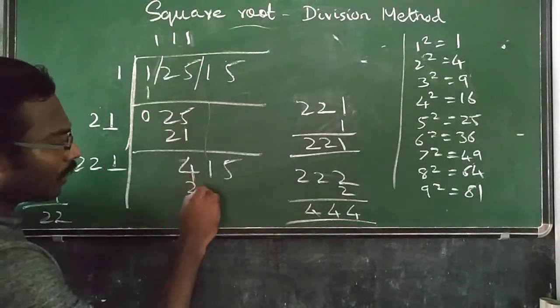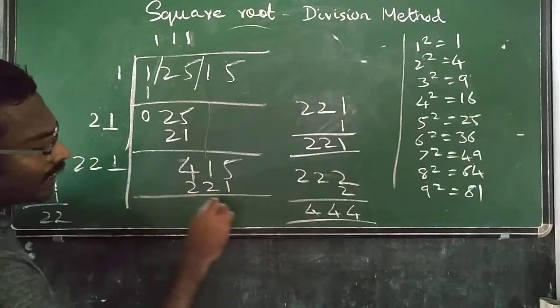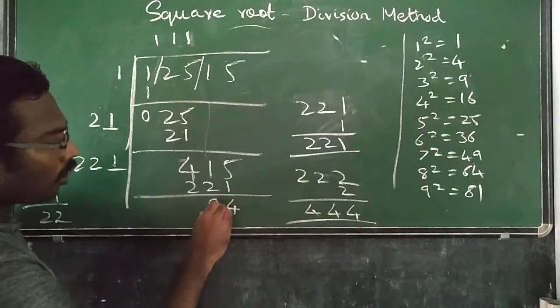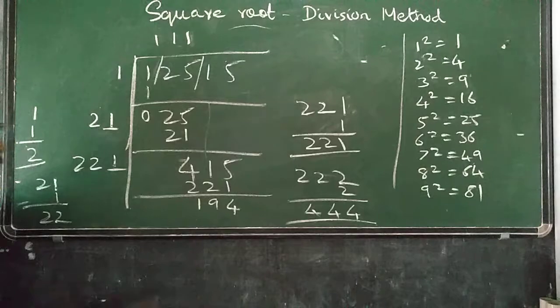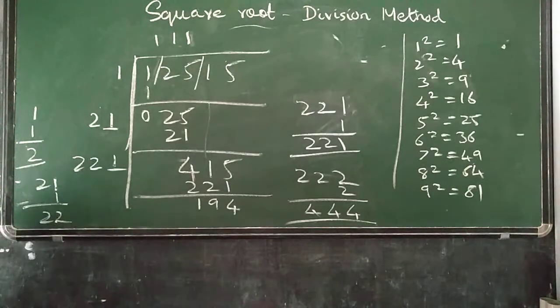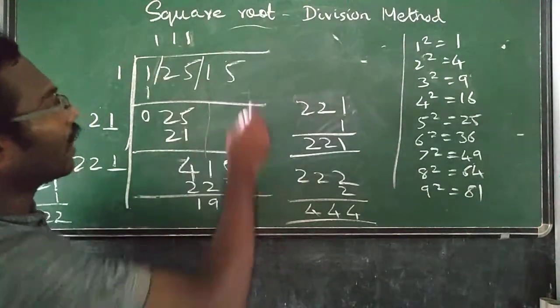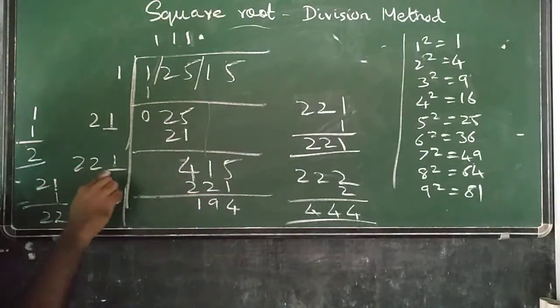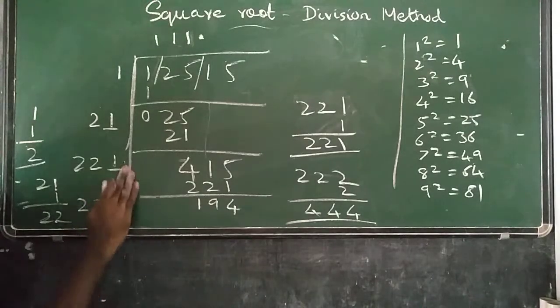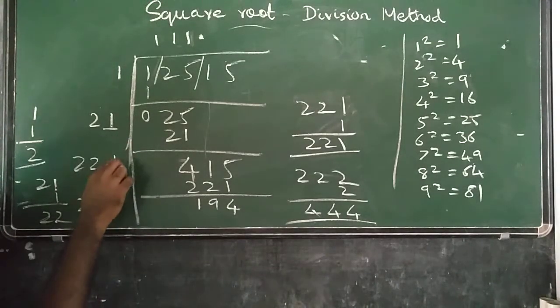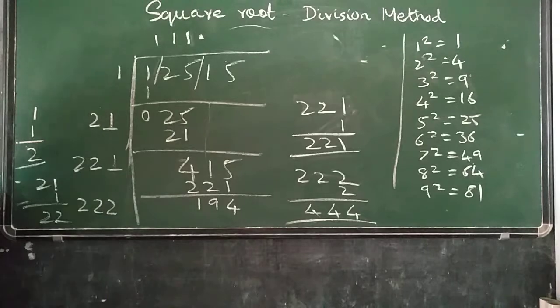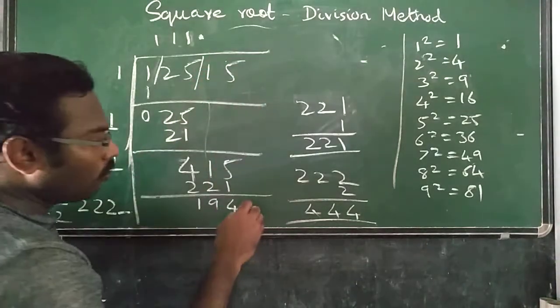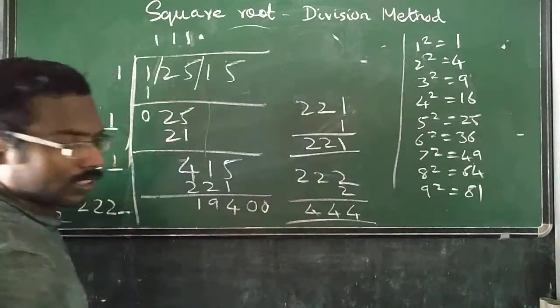So the answer is 221. The remainder is 490. Okay, so no more digits here. Therefore, put a decimal point. Now 221, the last digit is 1. So again you add, and it will become 222. Here one digit you have to fill. Here you have to bring down 2 zeros.